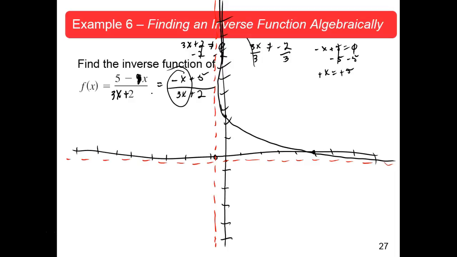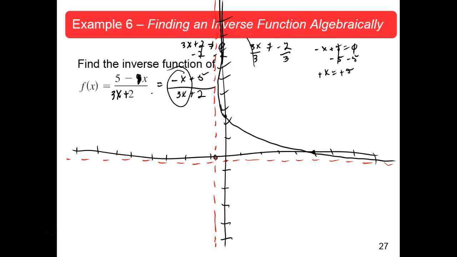Is that 1-to-1? Yes. Why? It passes the horizontal line test everywhere. Fantastic. We just have to figure out what's going on the negative side. So what I'm going to do is pick an x that's to the left of this vertical asymptote, like maybe -1. So let's plug in a -1 here and see what we get.